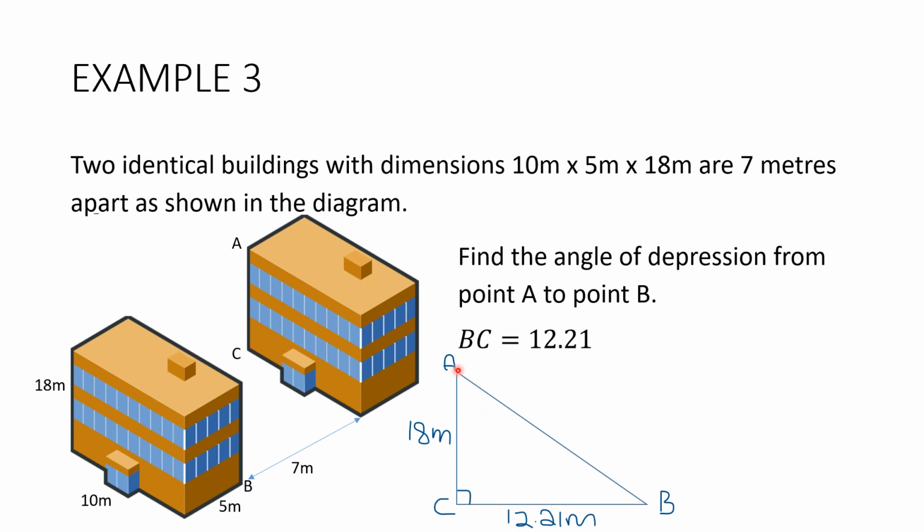Now we want the angle of depression. So that's here. But remember that we can use the angle of elevation instead because they are alternate. So let's draw a little theta down in here. And it's going to be tan, isn't it? So tan theta will equal 18 over 12.21. Inverse tan of that fraction, and we end up with 56 degrees to the nearest degree.